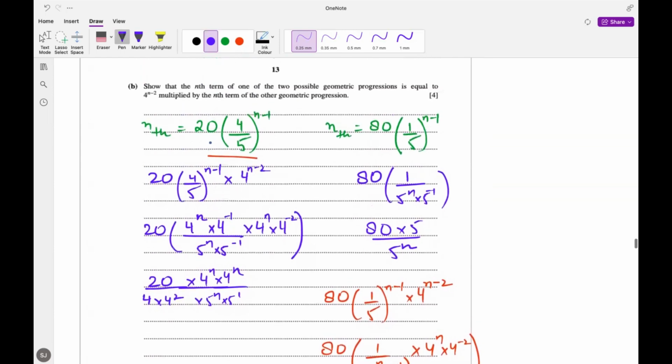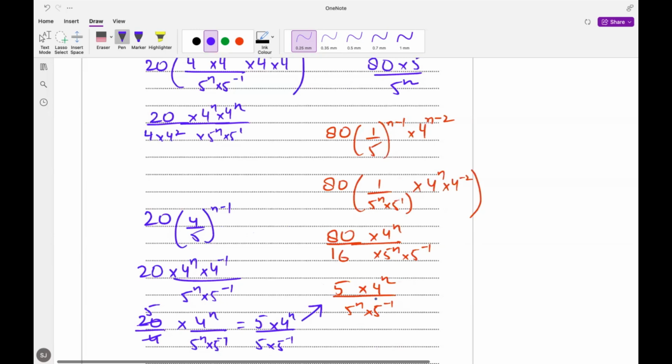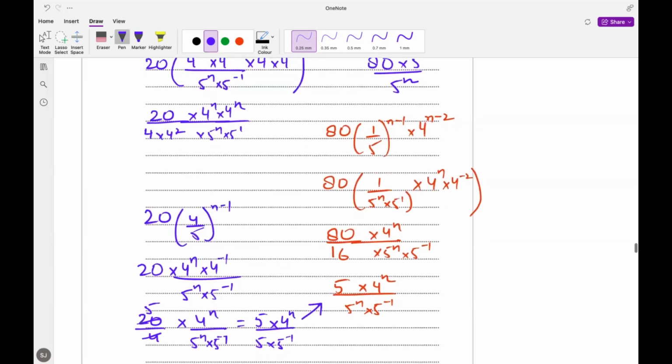So multiplying the term where a was 20 by 4^(n-2) was not equal to the term with 80 as a and r as 1 upon 5. However, when you multiplied the other term where a was 80 and r was 1 upon 5 with 4^(n-2), we can see that it was equal to the term where a was 20 and r was 4 upon 5.